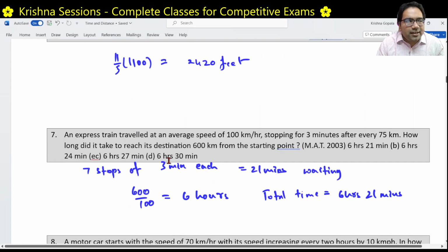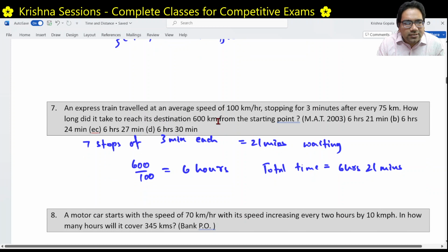Next, an express train traveled at an average of 100 kilometers per hour, stopping for 3 minutes every 75 kilometers. Every 75 kilometers, it is stopping for 3 minutes. How long did it take to reach its destination 600 kilometers from the starting point? Right, 600 kilometers is the distance.